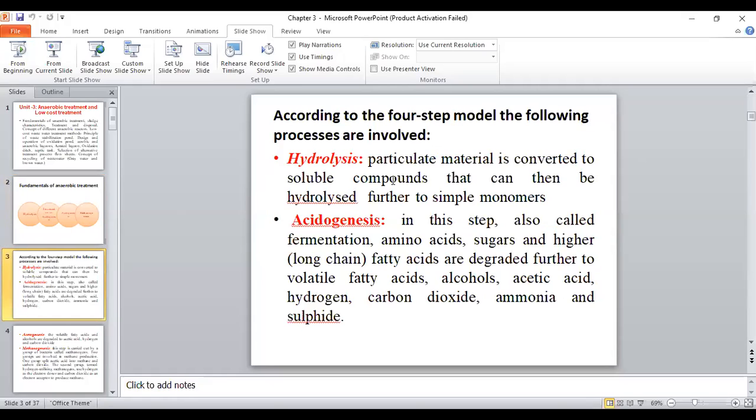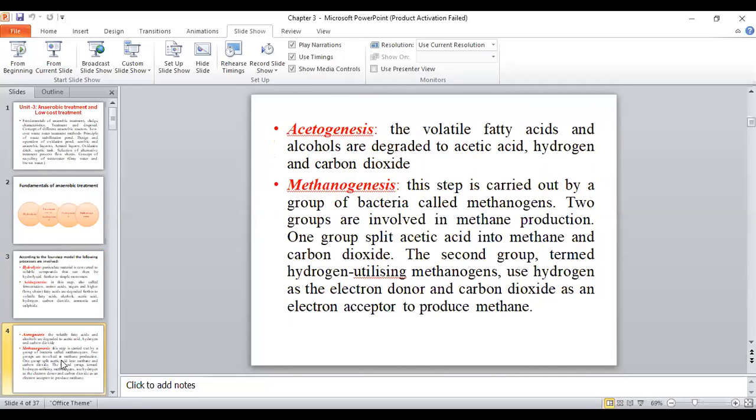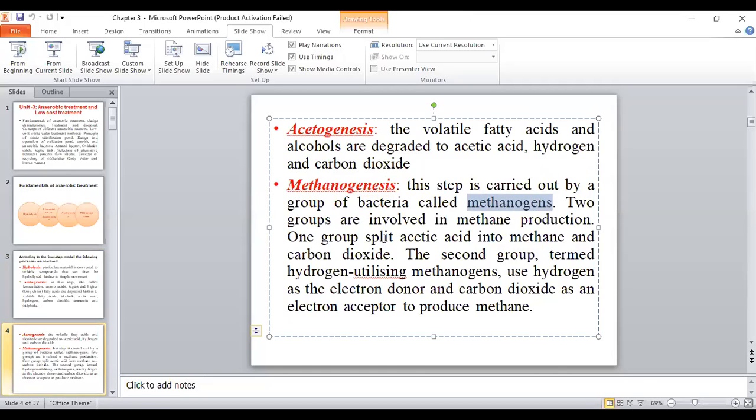Further, I have explained the same here. This 4-step model, whatever I explained, is what is written here. So I will not go to methanogenesis. This step is carried out by a group of bacteria called methanogens. Two groups are involved in methane production. One group splits acetic acid into methane and carbon dioxide, and the second group, termed hydrogen utilizing methanogens, uses hydrogen as the electron donor and carbon dioxide as the electron acceptor to produce methane.